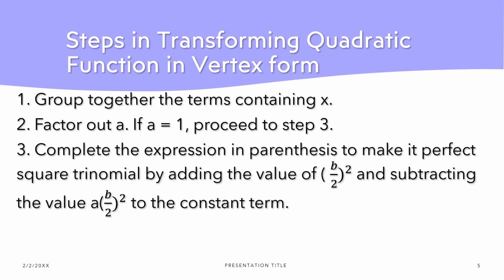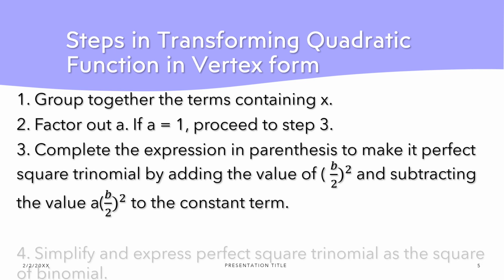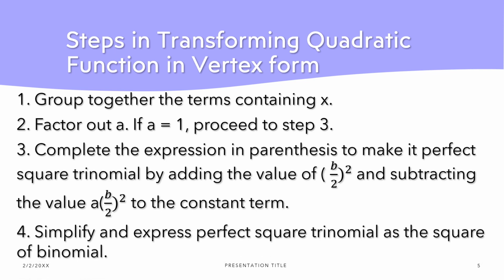Step 3. Complete the expression in parentheses to make it perfect square trinomial by adding the value of the square of b divided by 2 and subtracting the value of the product of a and the square of b divided by 2 to the constant term. Step 4. Simplify and express perfect square trinomial as the square of binomial.